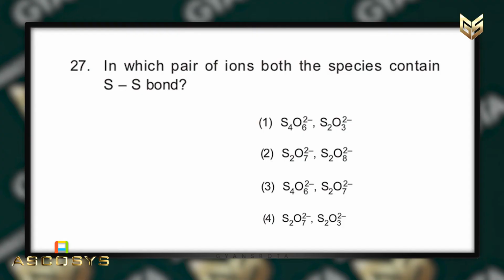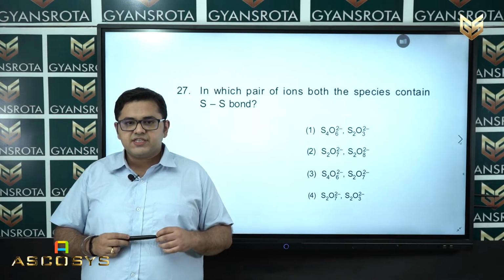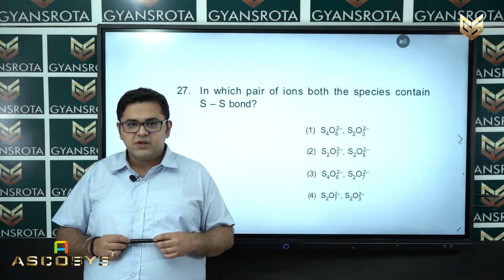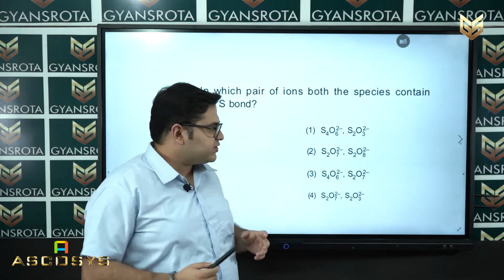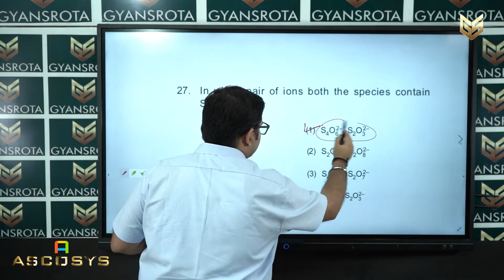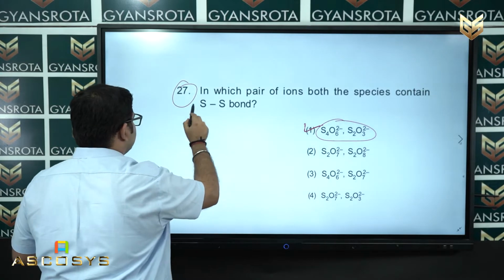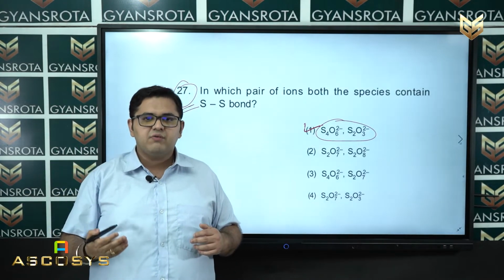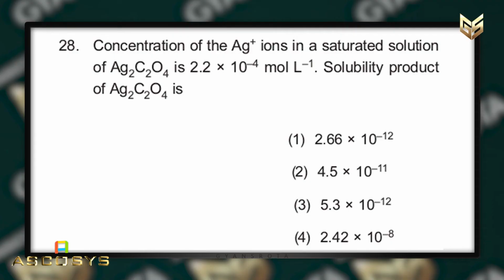So, question number 27 is on your screen. In which pair of ions both the species contain a sulfur-sulfur bond? This question comes from the p-block elements chapter of your class 12 NCERT. Here the correct option, option number 1, is the correct answer of this question, that is question number 27. Now we are moving to another question, that is question number 28. So, question number 28 is on your screen.